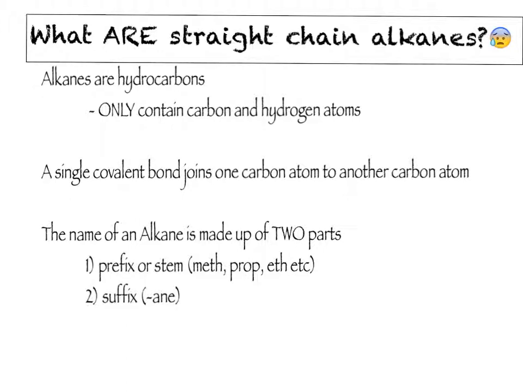Well, first of all, what are straight chain alkanes? Alkanes are hydrocarbons. That means they only contain carbon and hydrogen atoms. A single covalent bond is what joins one carbon atom to another carbon atom. And the name of an alkane, which is what we'll get to in later slides, is made up of two parts. The first part is the prefix, which is composed of the stem, which is meth, prop, eth, and we'll discuss the later ones in the next 2 slides. And then the suffix ends with ane, or A-N-E.